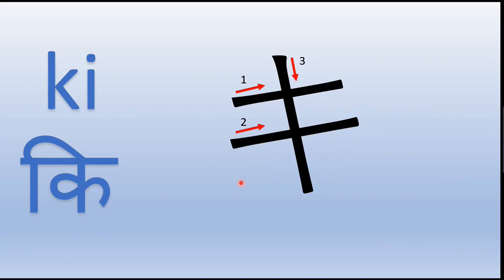Then we have ki. Here we have three slanting straight lines. The first line like this, the second line like this, and the third line like this, vertical but slanted from left to right. The slant is from left to right and it is vertical, while the other two are again from left to right but horizontal.